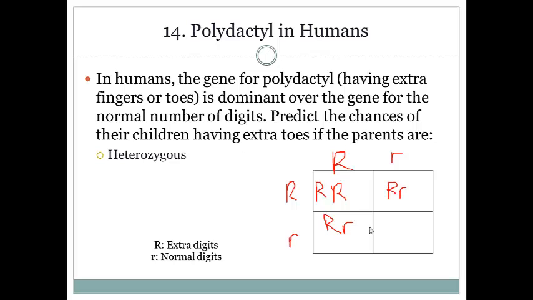So 3 out of 4 are definitely going to have extra digits. And one child would be, 1 out of 4, there's a 25% chance that their child would be born with the normal number of fingers or toes. So the chances of their children having extra toes in this particular example would be 75%.